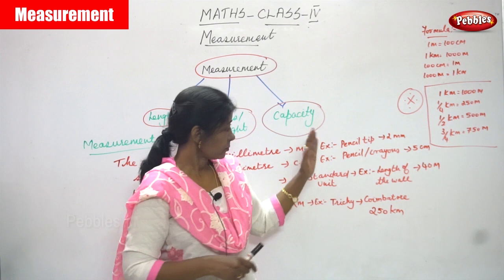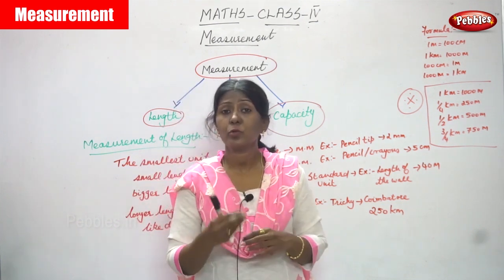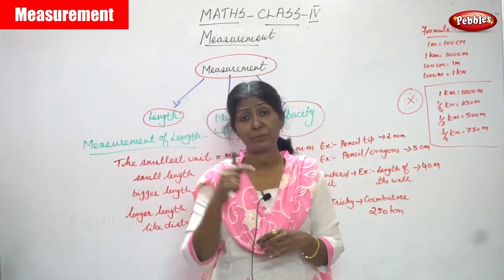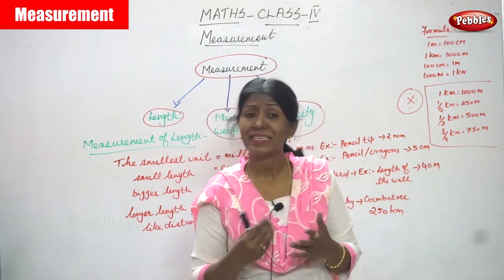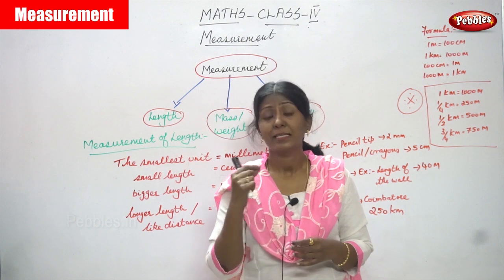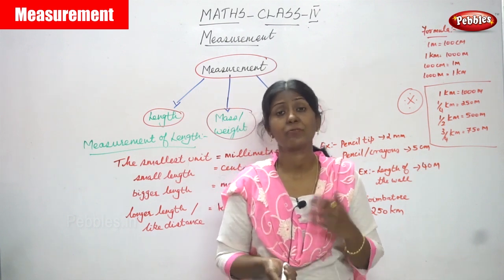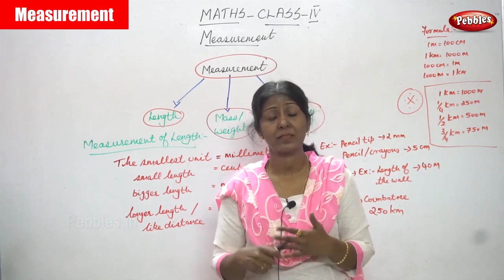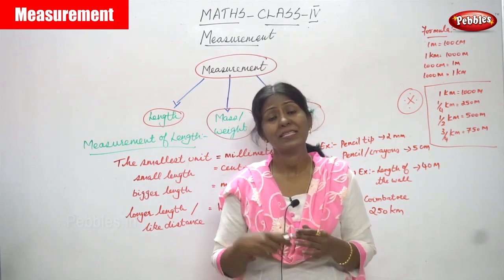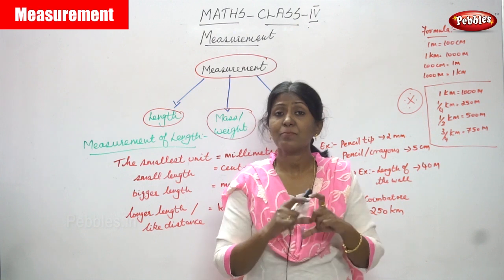So especially if you want an example, I tell you the tip of the pencil, otherwise we can call it the tip of the crayons. You can take anything. If you want to measure the tip of the pencil and the tip of the crayons, we have to use the unit of millimeter. The next one is centimeter, for small lengths.